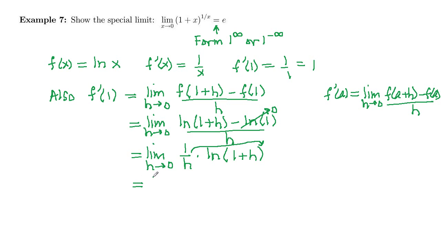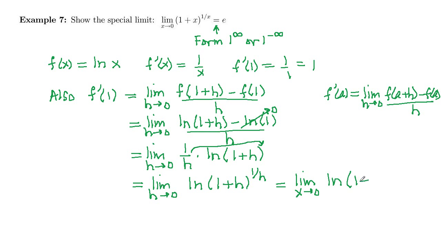So this is actually the limit as h goes to 0 of natural log of (1 plus h) to the 1 over h power. Okay, and that's the same if we change this h to an x, just change the name of the variable. That's the same as the limit as x goes to 0 of ln of (1 plus x) to the 1 over x power.